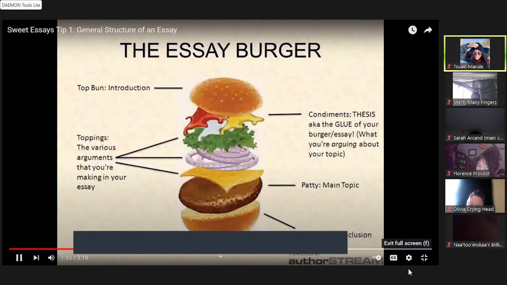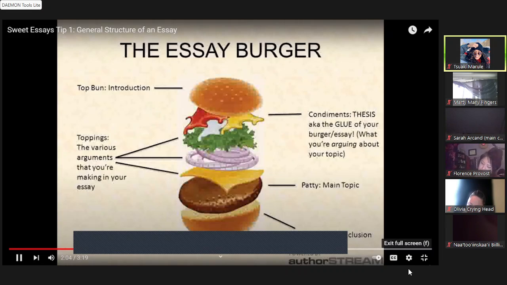The toppings like cheese, onions, lettuce, pickles, tomatoes are all the different arguments and points you want to make in your essay. Each one of them is unique and has its own flavor, which adds to how delicious it is. So to relate this to your essay, make sure that each point you use isn't repeated. It's not enough to just word one argument several different ways. The more creative you are with your arguments or the more unique points you bring up, the more appetizing your essay will be. The patty is the main topic of your paper.